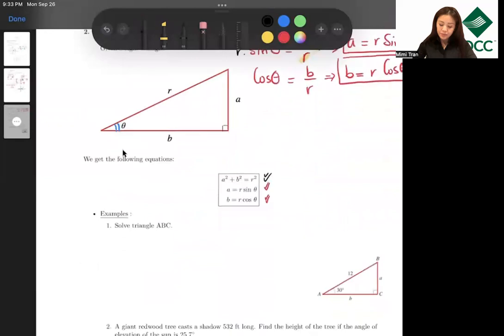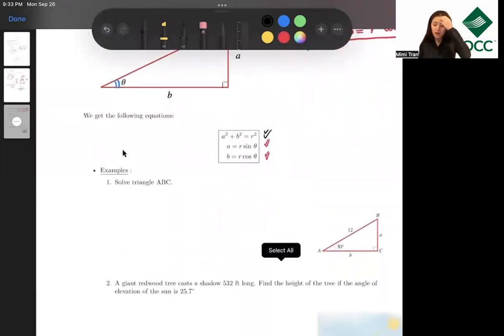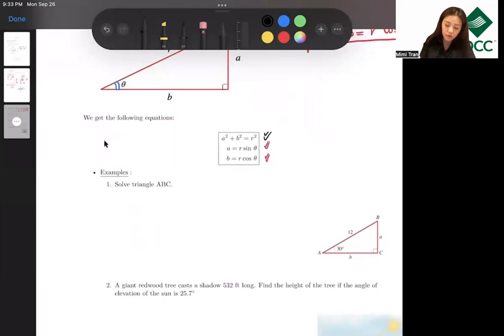Okay, examples. Now let's solve some triangle ABC. Given that triangle ABC is a right triangle, I mean one of the corners is 90 degrees. The radius is 12. The two legs a and b are unknown. The angle is 30 degrees. So I want to solve for a and solve for b. Using the formula above, I know that a equals r sine theta.